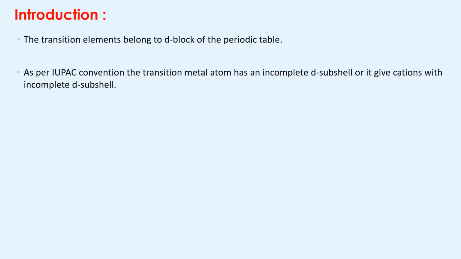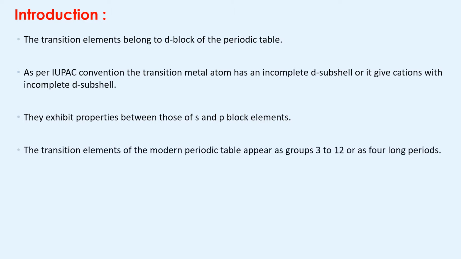Now, as per IUPAC convention, a transition element has an incomplete d subshell, meaning their electrons enter into the d orbital, or it may give a cation with an incomplete d subshell. And the d block elements are placed between s and p block elements. Means on the left hand side there are s block elements, on the right hand side there are p block elements. In the periodic table they are placed between groups 3 to 12.